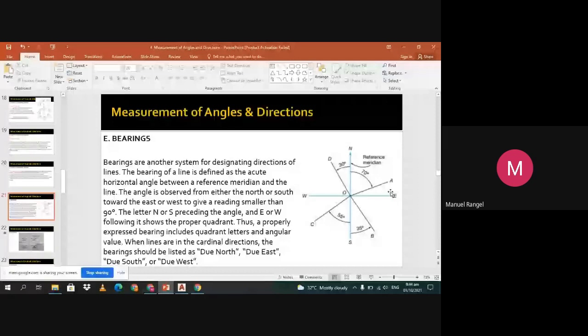Always start from north or south. So for this line BO, its angle is south 35 degrees east. Okay? And for this line CO, its bearing is south 55 degrees west. Okay?